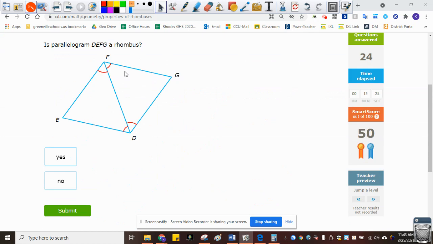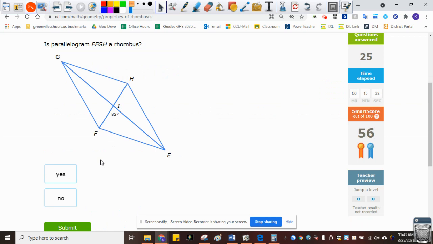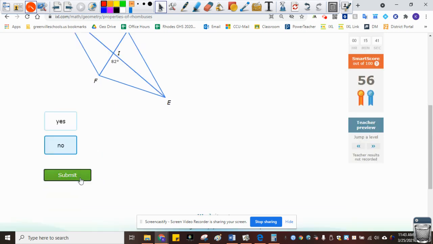These should be your easy ones. Is this parallelogram a rhombus? Well, the diagonal is cutting the angle in exactly half. So yes, it is a rhombus. Is this one a rhombus? The diagonals are not meeting at a 90-degree angle, so no, it is not a rhombus.